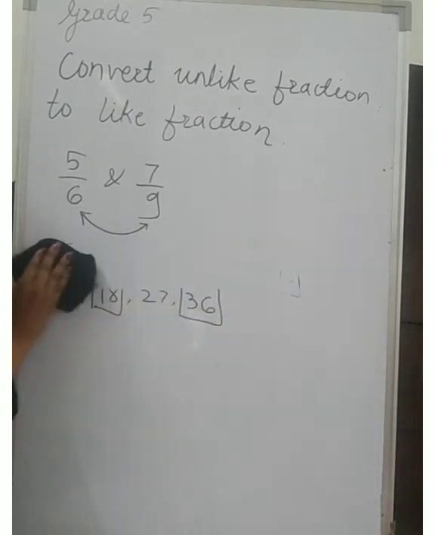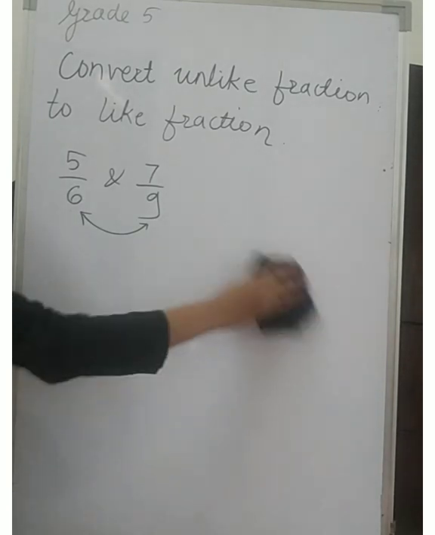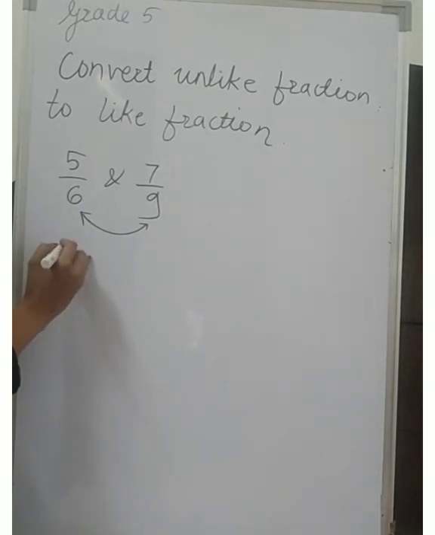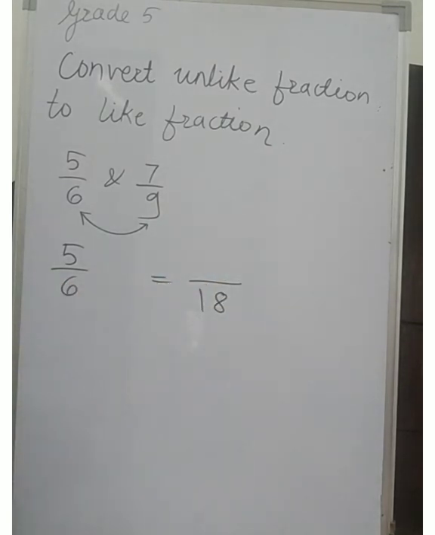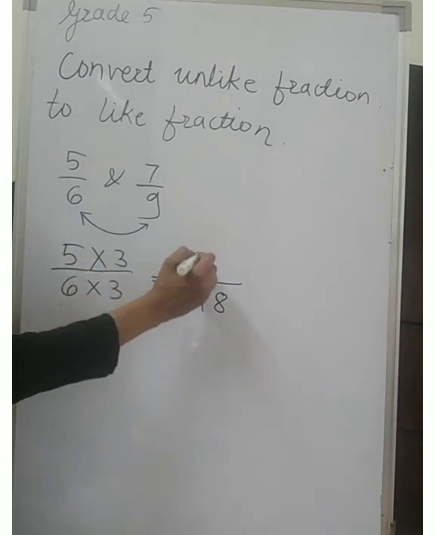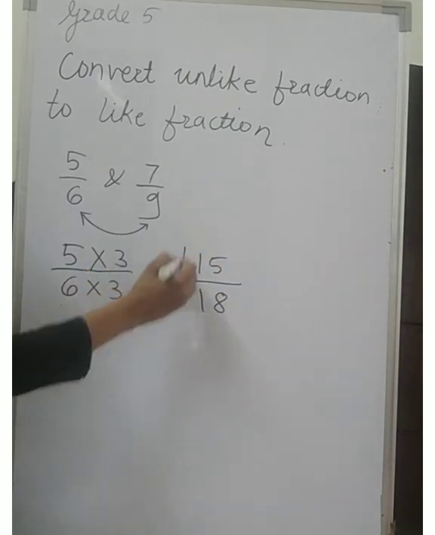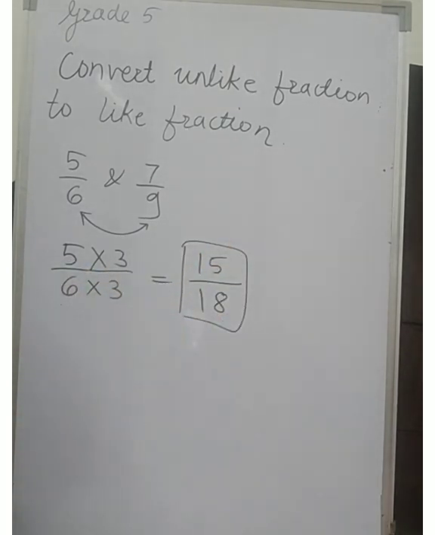So to make the denominator 18, what do you have to do now? You have learned. Okay. If the number is 5 upon 6 and you have to make the denominator 18, what will you do? You will multiply this 6 by 3. And when you are multiplying this 6 by 3, you will have to multiply 5 by 3. So 5 3s are 15. This is the one number that we have got.